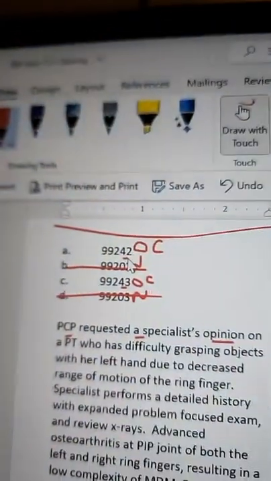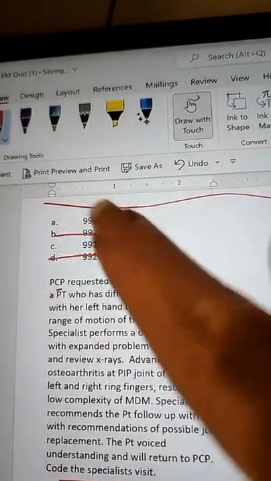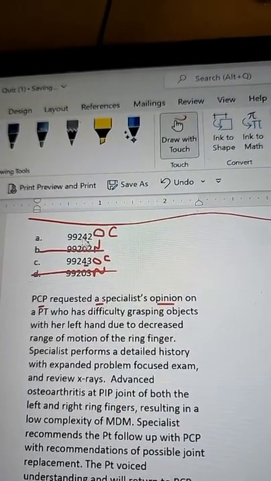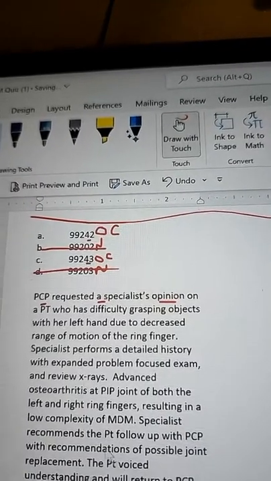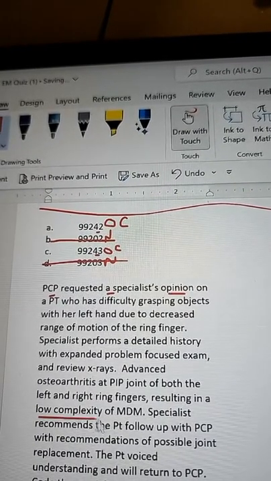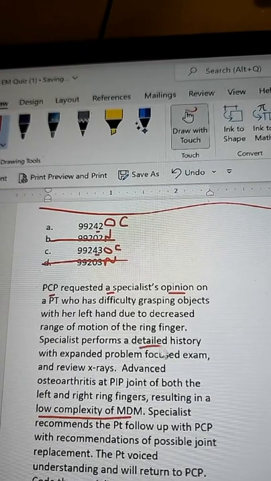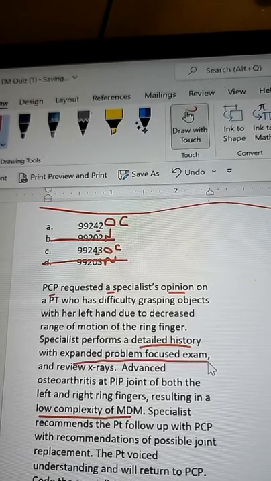So to be able to tell if we're supposed to code our 42 and our 43, which one we're supposed to code, we can't just grab our MDM, which is low, and run with that. We have to also make sure we go look at our history, which is detailed, and we go look at our expanded problem-focused exam.